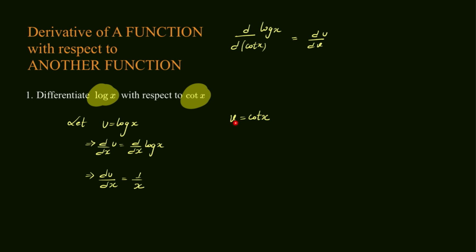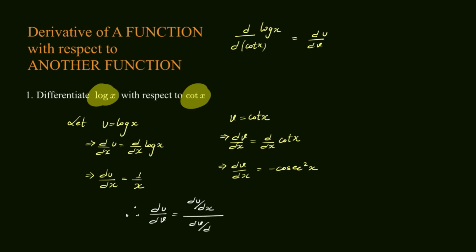And similarly v is also a function of x, so in this equation also we will differentiate both sides with respect to x. So I will have d/dx of v equals d/dx of cot x. This implies dv over dx equals minus cosec square x. Now since we have to find du over dv, therefore du over dv can be written as du over dx whole divided by dv over dx.